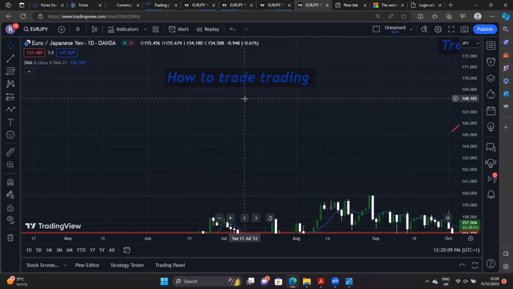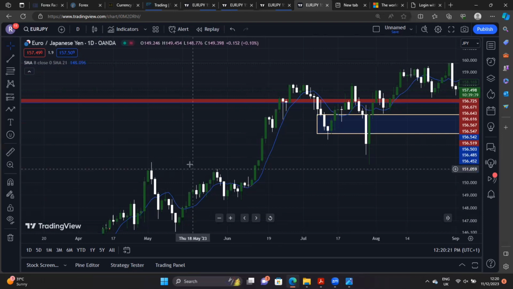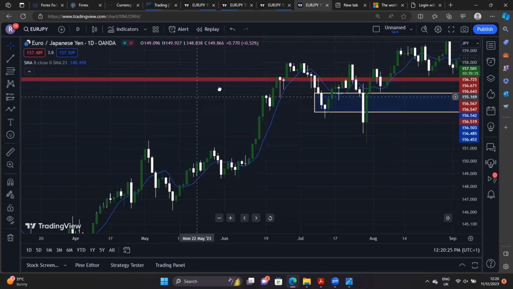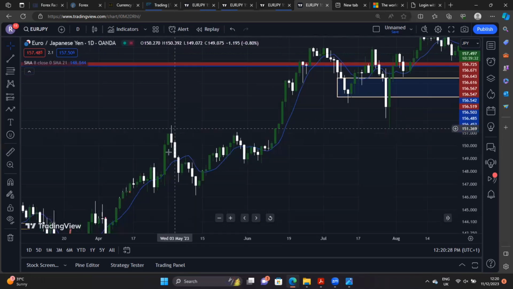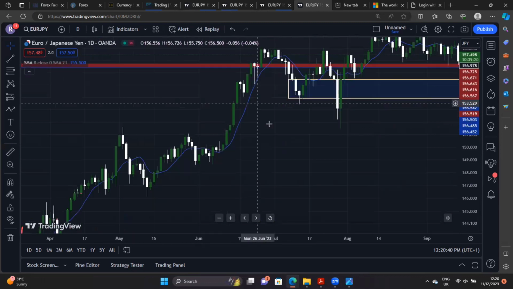If it is a bullish market, you will look for a buying opportunity. Simple. If it's a bearish market, you look for a selling opportunity. You should always know that the trend is your friend. If it is a bullish market, you buy. Bearish, you sell. Bullish, you buy low. And bearish, you sell high.